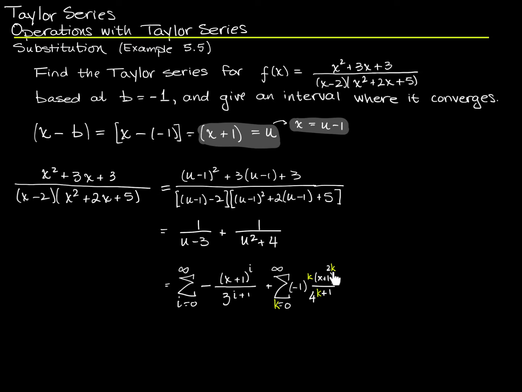So, for example, when k is 0, I get x plus 1 to the 0. But when k is 1, I get x plus 1 to the 2. Here, when I is 1, I get x plus 1 to the 1. I'm going to get x plus 1 to the 2, and then x plus 1 to the 4, and then x plus 1 to the 6. So it's skipping every other factor.